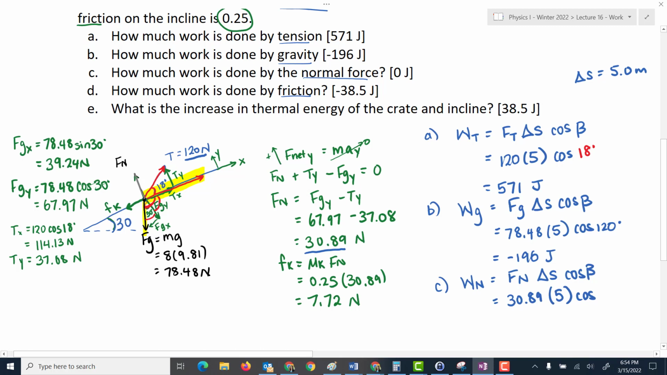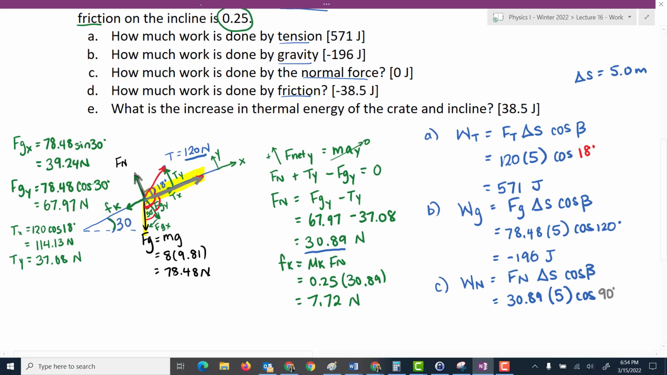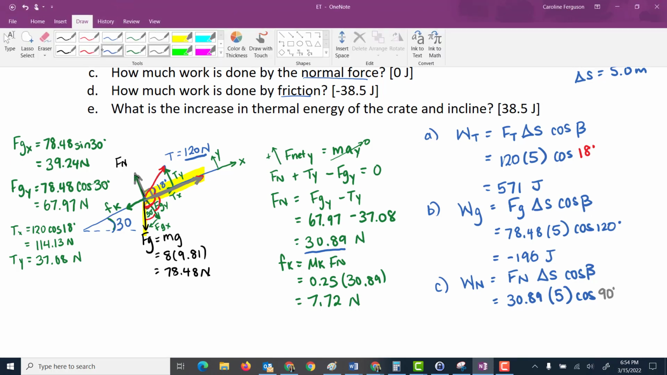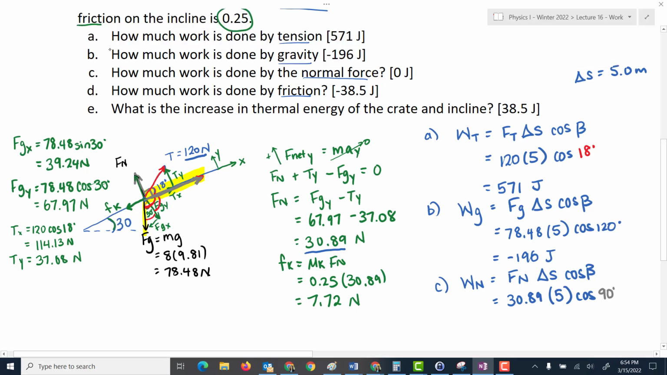The normal force is over here, pointing this direction, and the displacement is going this way. This is the direction that it's actually moving. So what's the angle between those two vectors? 90 degrees. Okay, so this should be cos of 90. And what is cos of 90? So if you think of the cos graph, or if you even just type it into your calculator, cos of 90 is 0. So this whole thing becomes 0 times anything is still 0.